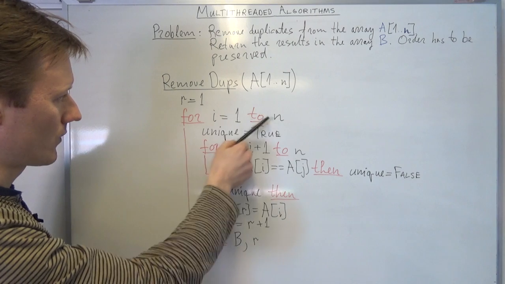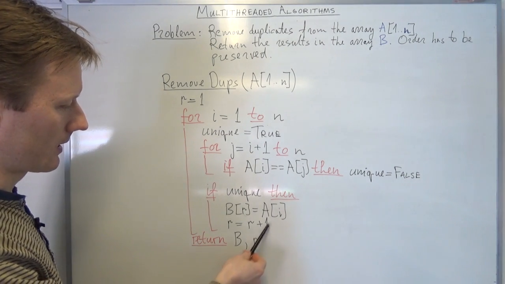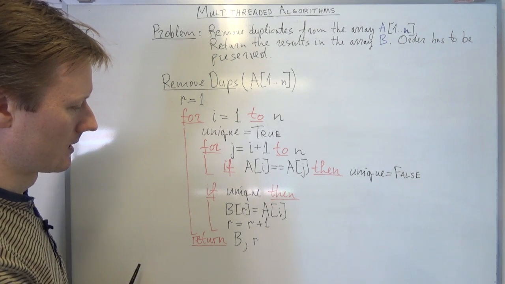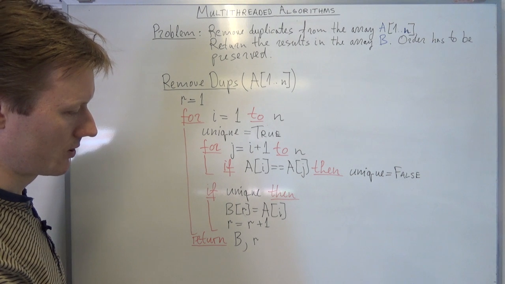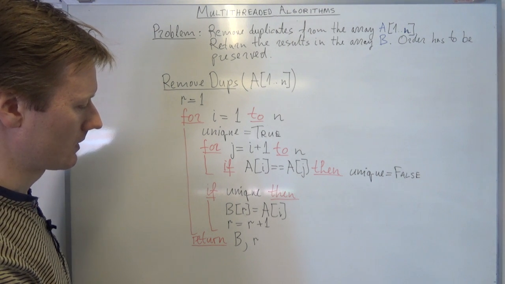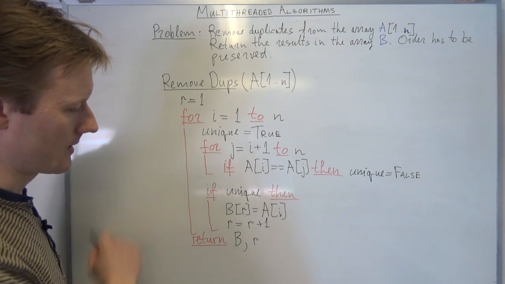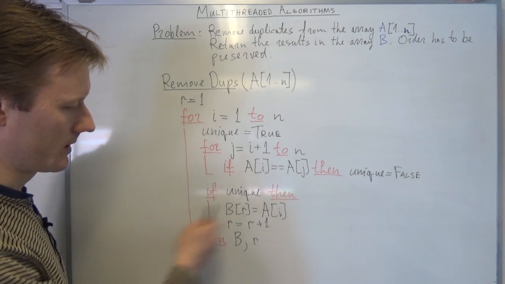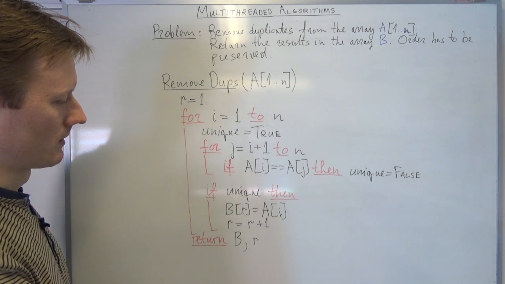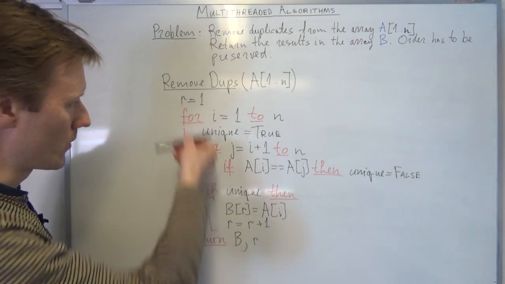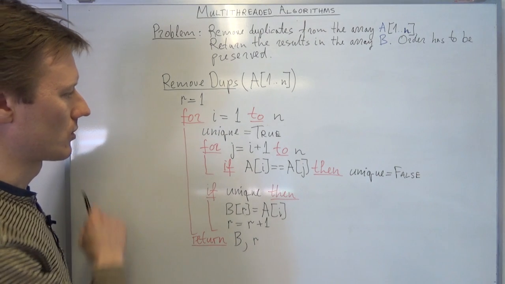We cannot do this for this loop because there is this global variable r that is incremented. So this would create race conditions if multiple threads would access the same variable, and it will not be clear in which order these elements will be added to the array B. So in this simple way, we cannot parallelize the outer loop.